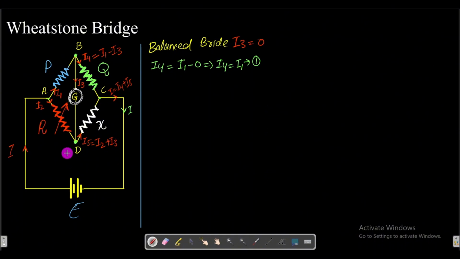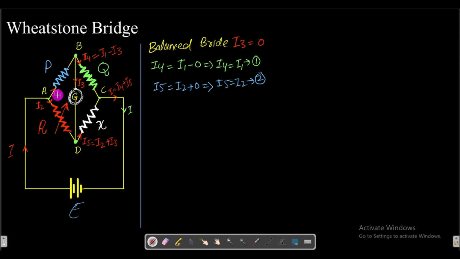And similarly we take this current here. This current is given by this. So I5 is equal to I2 plus 0, which implies that I5 is equal to I2, and this is equation 2.